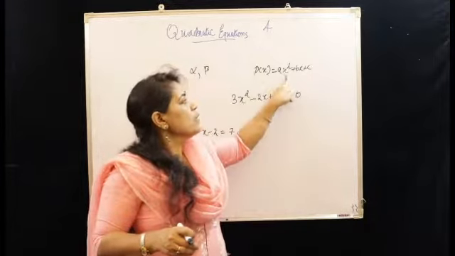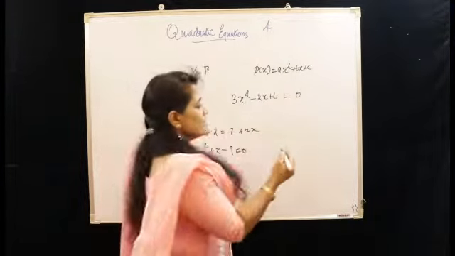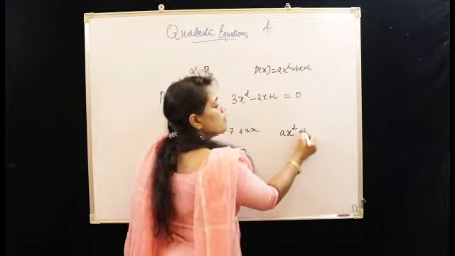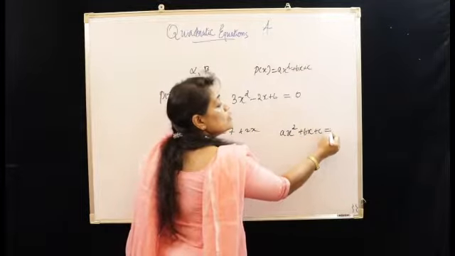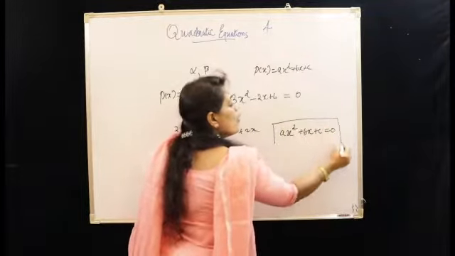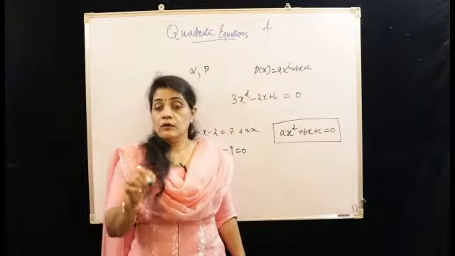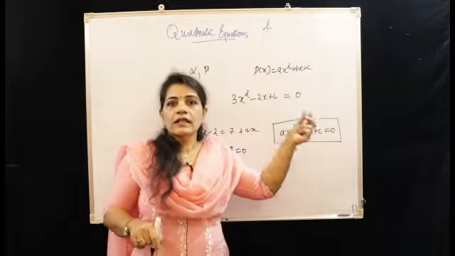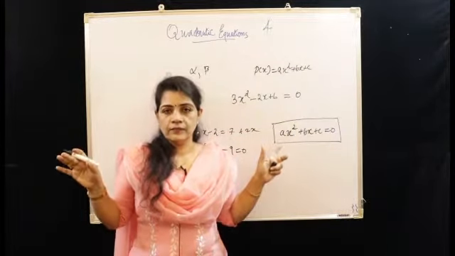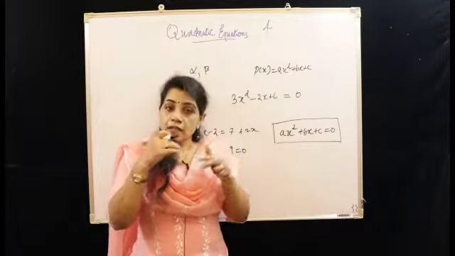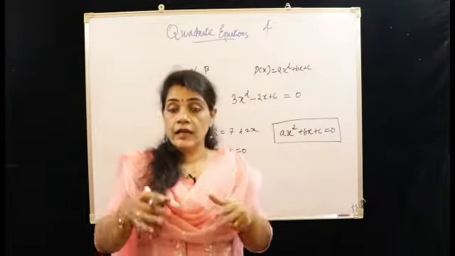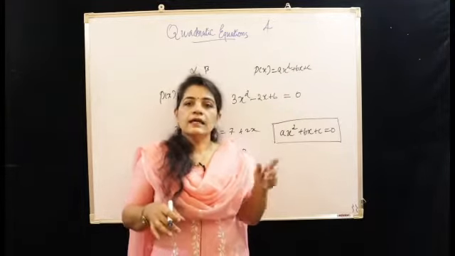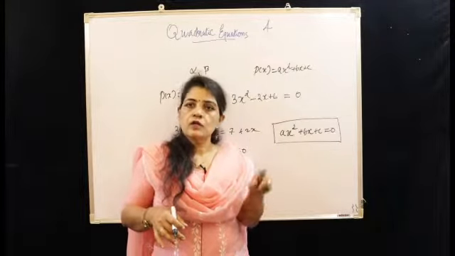If you equate this polynomial to 0, that means the polynomial here is the general form I have written over there. So ax square plus bx plus c equal to 0. This is the standard form of a quadratic equation. That means if you equate a quadratic polynomial to 0, then you will get a quadratic equation. It is clear, children? So that point is clear?